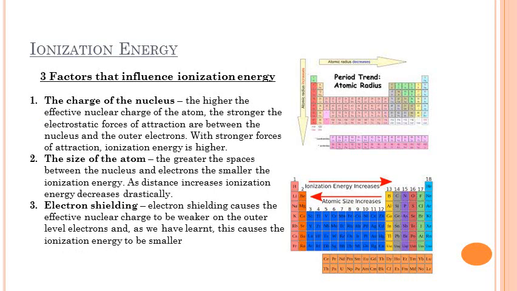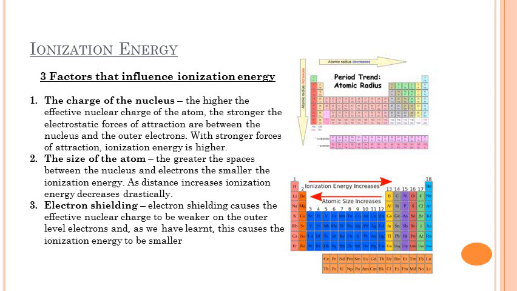Continuing with ionization energy, there are three factors that influence it: the charge of the nucleus, the size of the atom, and electron shielding. The charge of the nucleus. With a higher charge, the electrostatic forces of attraction between the nucleus and electrons is greater, thus more energy is required to separate them. The size of the atom. The greater the spaces between the nucleus and electrons, the smaller the ionization energy. As distance increases, ionization energy decreases drastically.